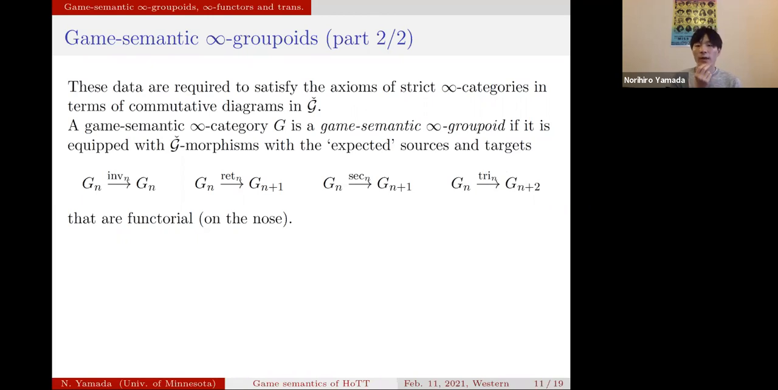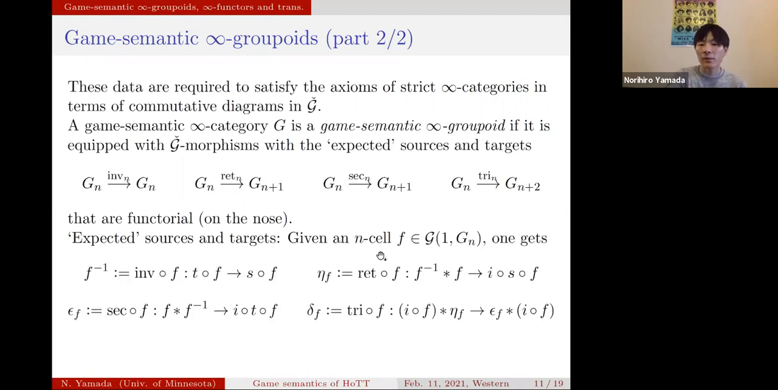So I think one way to describe this is as follows. Given an N cell, which is a global element of this form, one gets, by composition with this morphism, inverse of F. So the domain and codomain of this form, namely the domain and codomain of F, are flipped. And then by composing with this morphism called the retraction witness, we get a kind of inverse of the unit in an adjunction. So the domain is this one, and the codomain is the identity of the source of F. So this witness is a retraction of F inverse as a retraction.